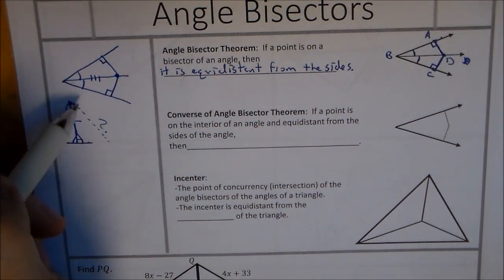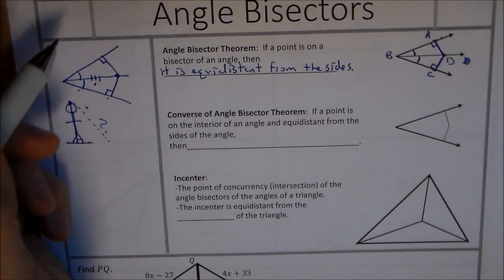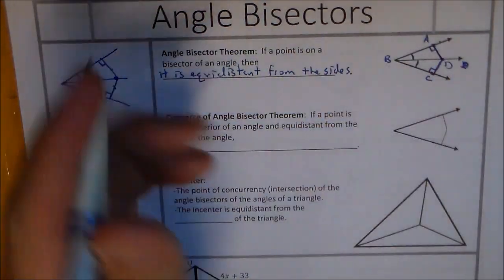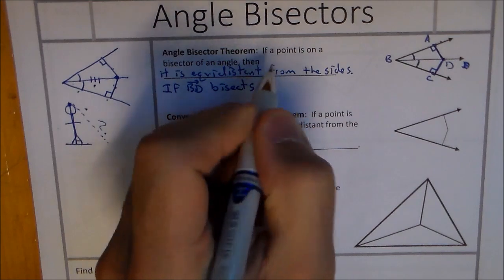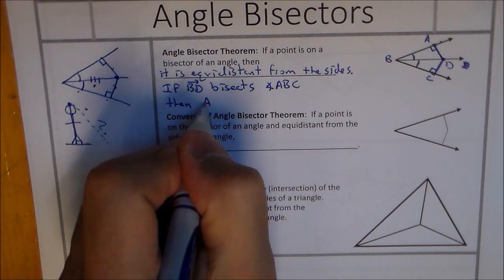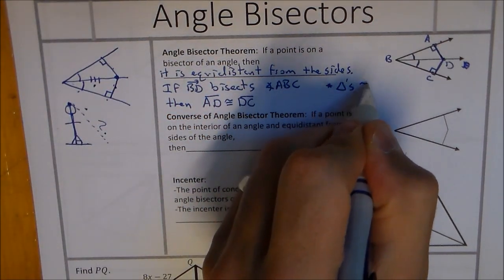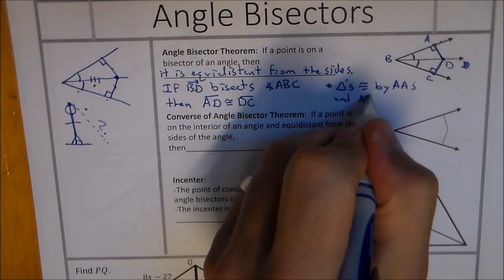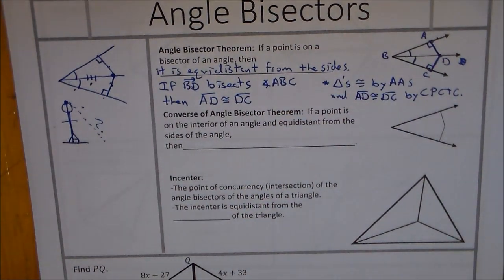So with that, we can look over here, and in congruent triangles, it's angle-angle-side congruence, which means the two triangles are congruent, and then you can get to these two parts being congruent. So let's phrase this in terms of the diagram I have. If BD bisects angle ABC, then we're going to say that AD is congruent to DC. And we're going to add a little note here that the triangles are congruent by angle-angle-side, and AD is congruent to DC by CPCTC, where corresponding parts of congruent triangles are congruent.